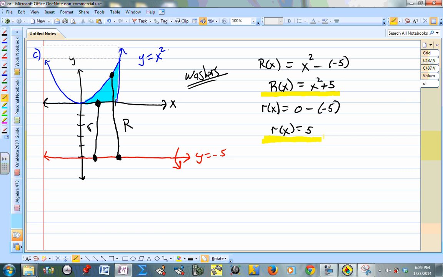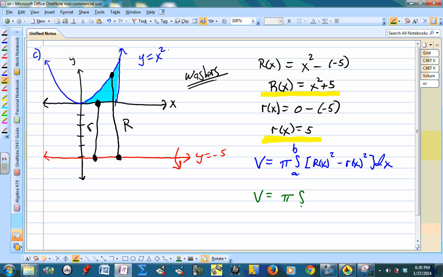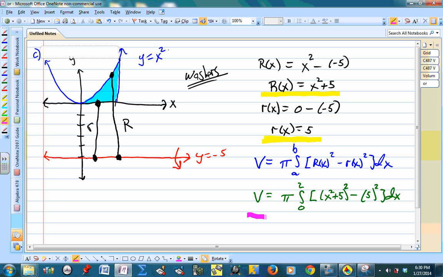Okay. Now, just a reminder, to set up our integral with washers, you know that we're going to say pi times the integral from a to b of the big radius function squared minus the little radius function squared. Now let's get specific. In this case, our volume will be pi times the integral from 0 to 2, the big radius function, quantity x squared plus 5, squared, minus the little radius, in this case 5, quantity squared, with respect to x. And there you have it. We've set up an integral to find the volume of the solid of revolution.